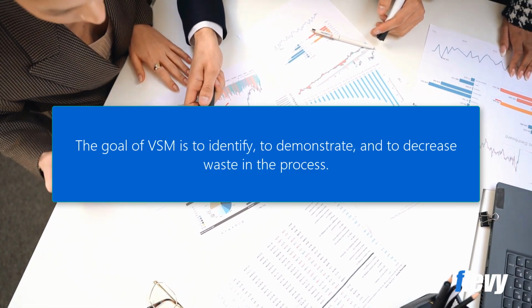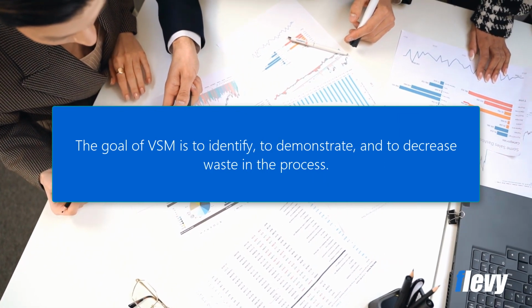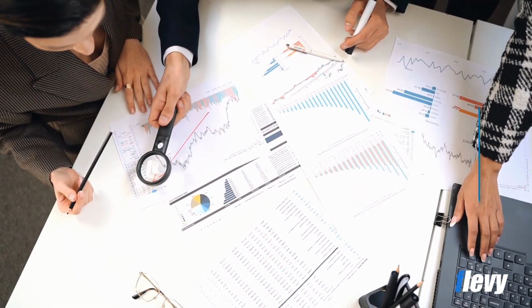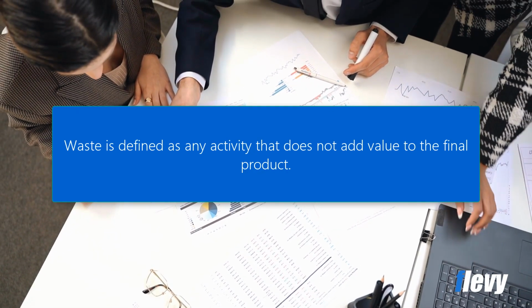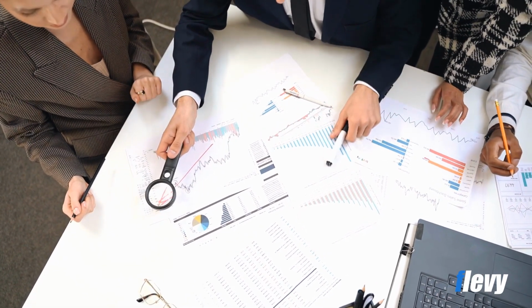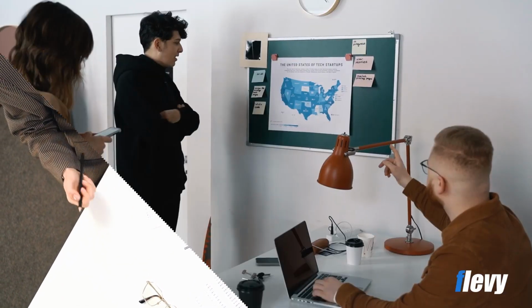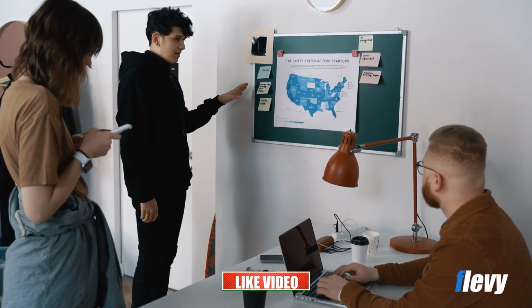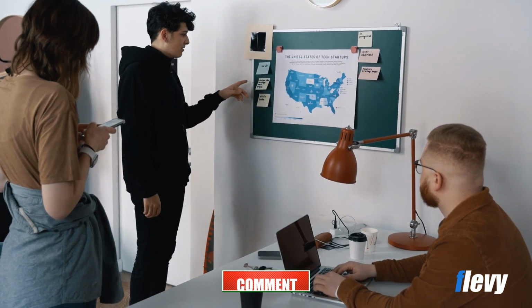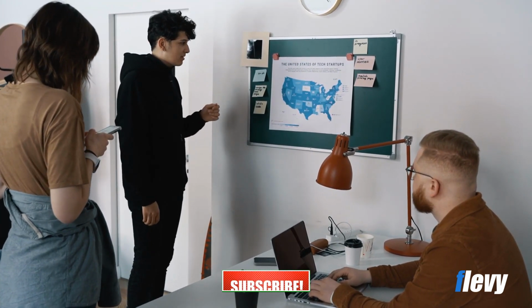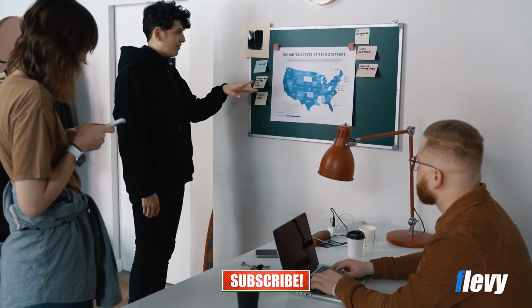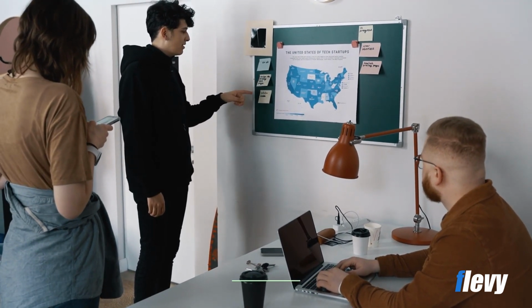The goal of VSM is to identify, to demonstrate, and to decrease waste in the process. Waste is defined as any activity that does not add value to the final product. The word is often used to demonstrate and decrease the amount of waste in a manufacturing system. VSM can thus serve as a starting point to help management, engineers, production associates, schedulers, suppliers, and customers to recognize waste and identify its causes.